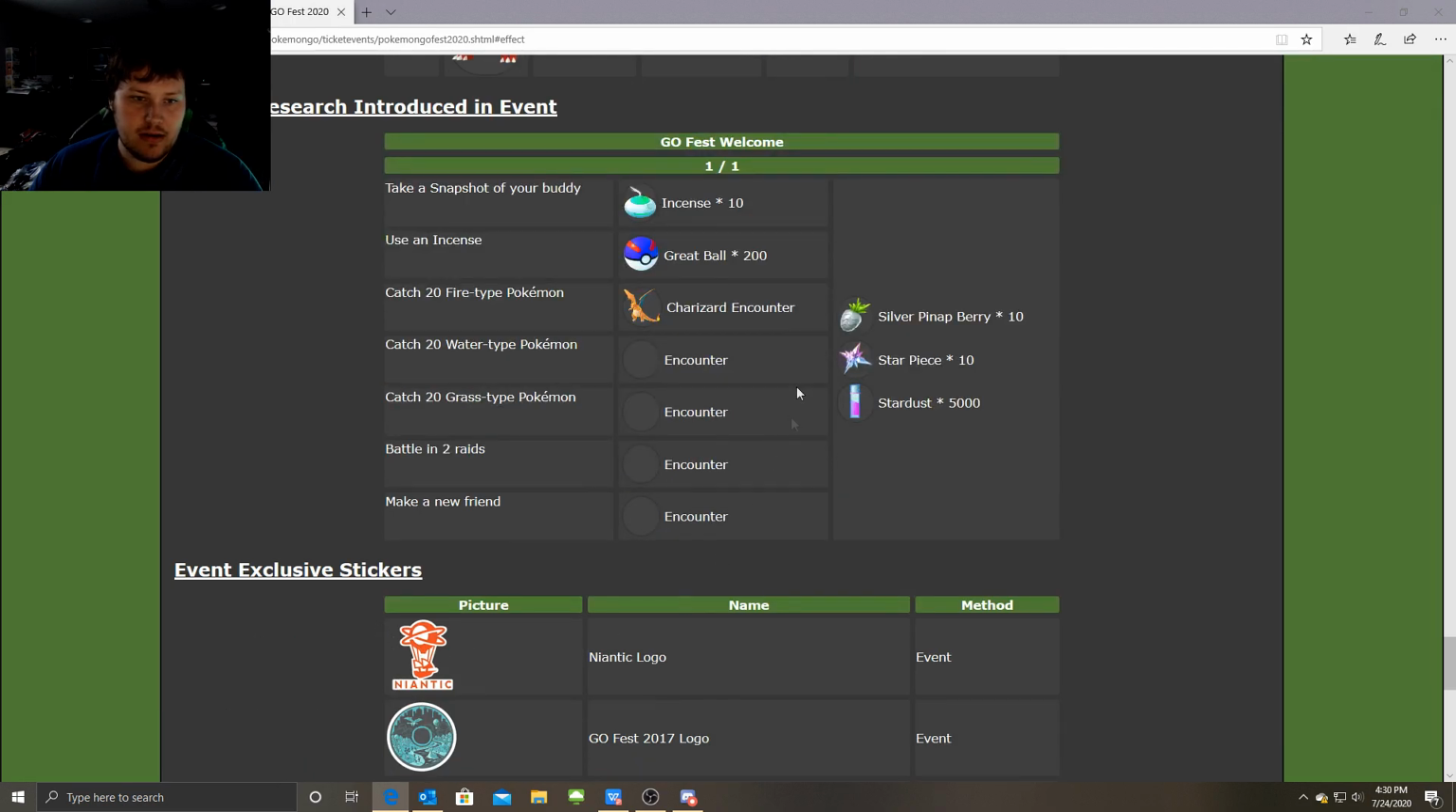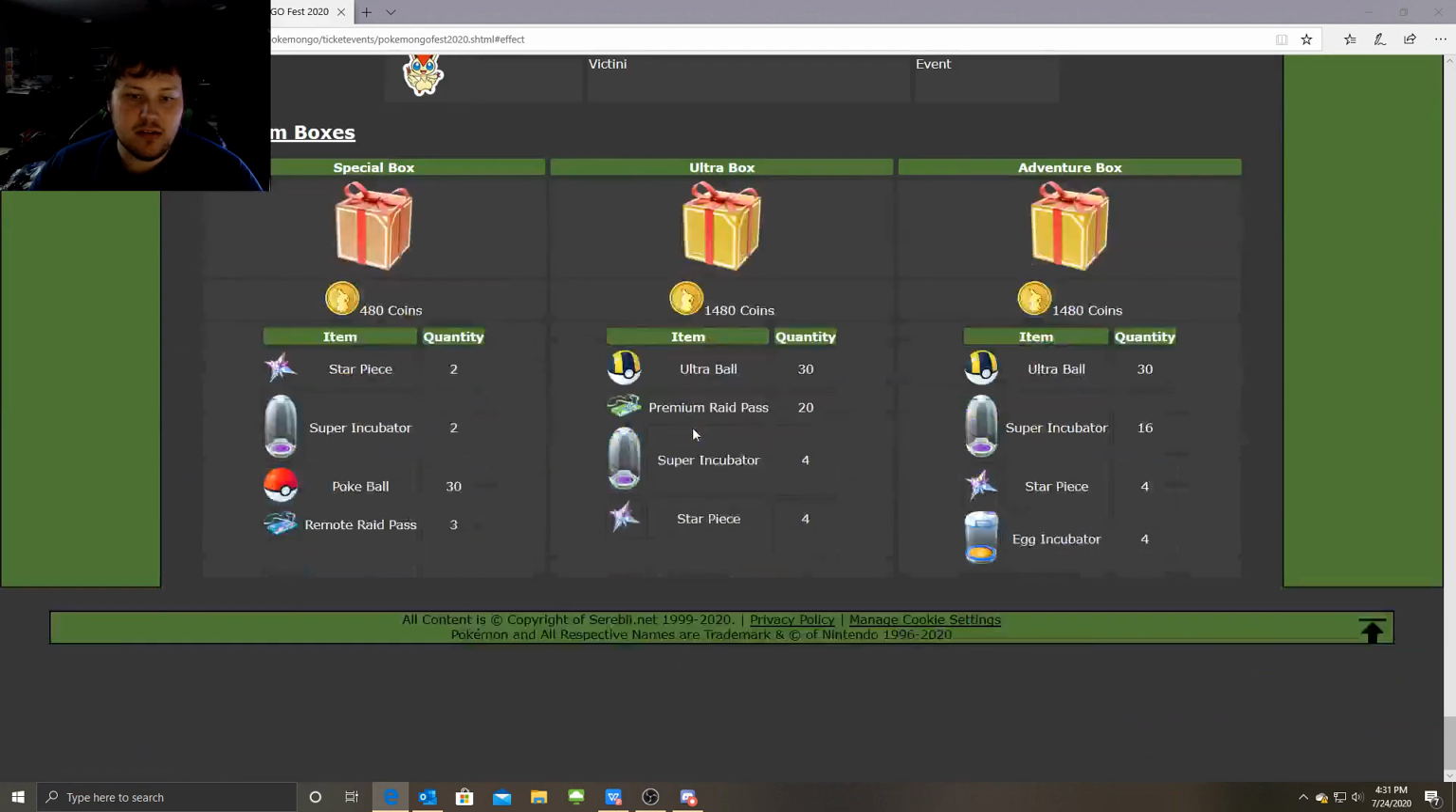And then, of course, here is some of the rewards. Catch 20 fire type, you get a Charizard encounter. Water type is probably going to be, you know, we know what it's going to be. It's going to be a Blastoise and Venusaur, Silver Pineapps, Stardust. So this is nice. 200 Great Balls. There's the stickers, and then there's the new boxes, which aren't that bad either.